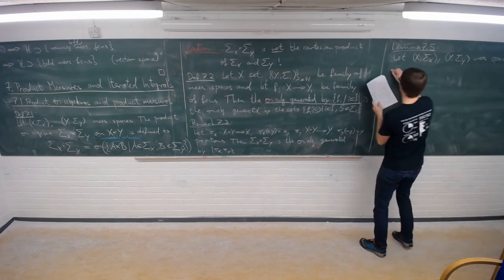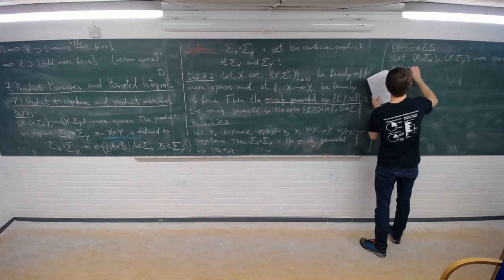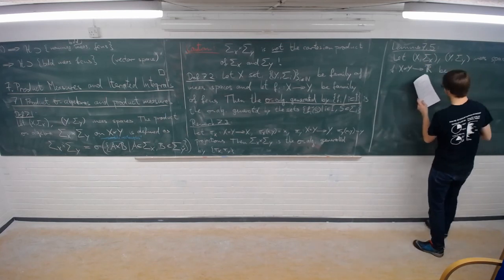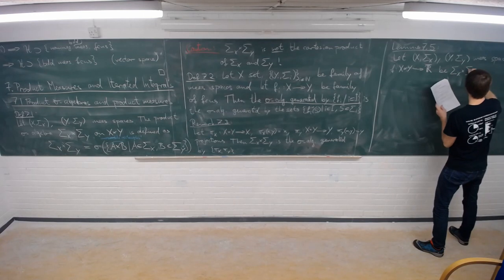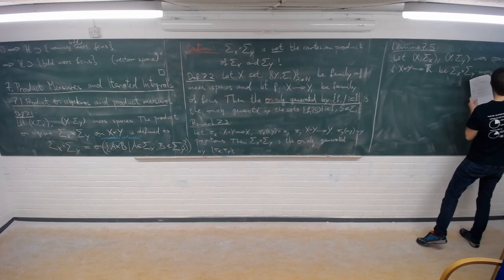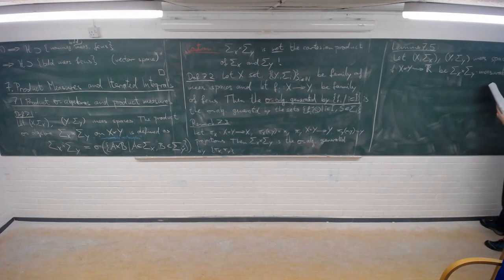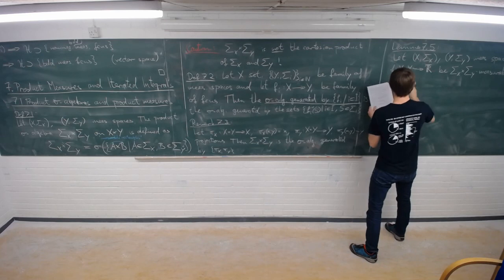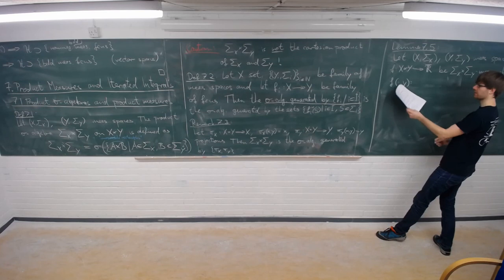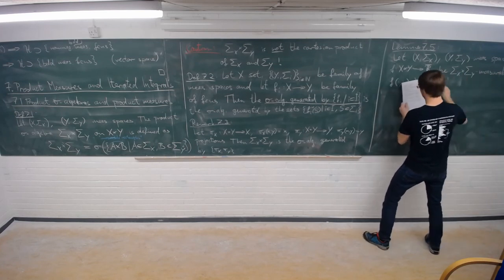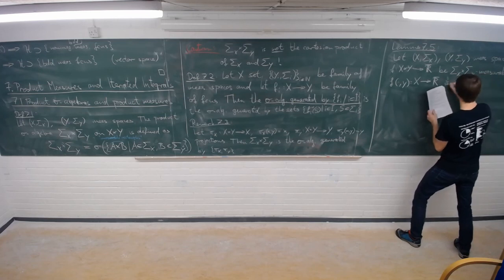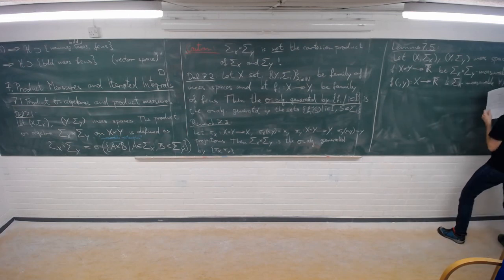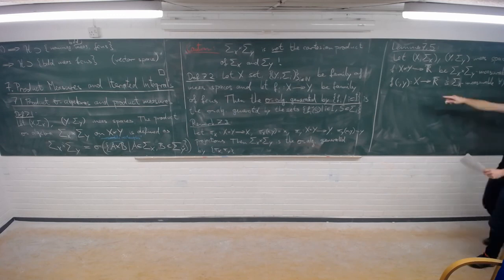And f from X times Y to the extended real line be sigma X times sigma Y measurable. Then if we fix the second variable and consider f as a function of the first variable, then that function is sigma X measurable for every y in Y, and the same is true if we fix the first variable.